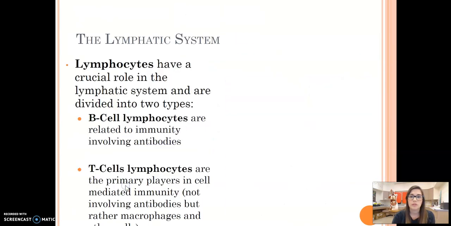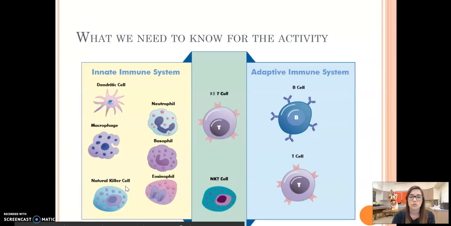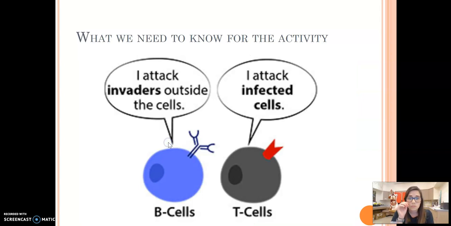Skip through some of these slides to get to what we need to know. So innate, again, that's like barriers to defense. We're going to focus on adaptive, your immune system. These include two really important lymphocytes, your B cells and your T cells. Those are the ones we're going to focus on. Very simply, B cells and T cells.